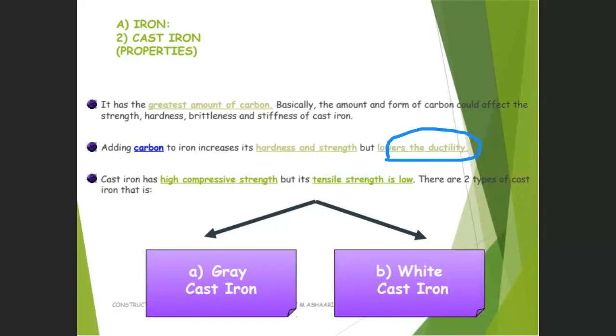Basically, there are two types of cast iron. We have grey and white, normally named because of the color. Grey cast iron is grey in color. White cast iron, in terms of the fracture, is really white in color.